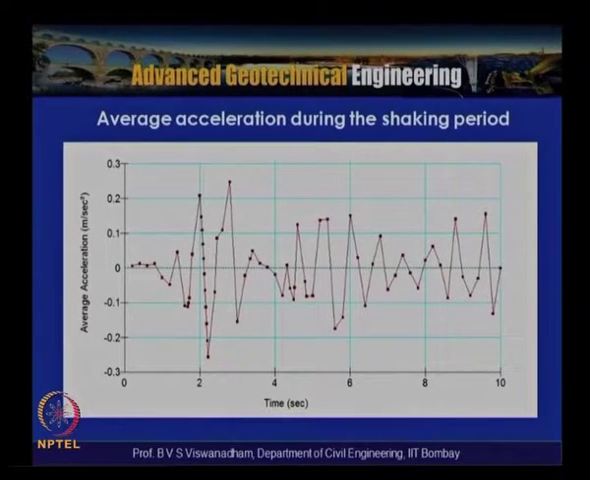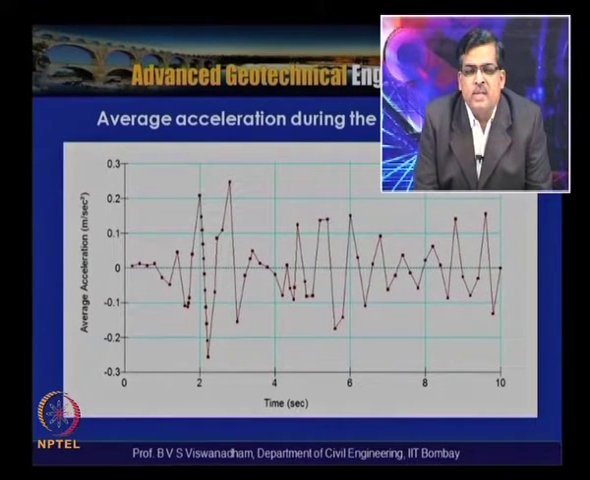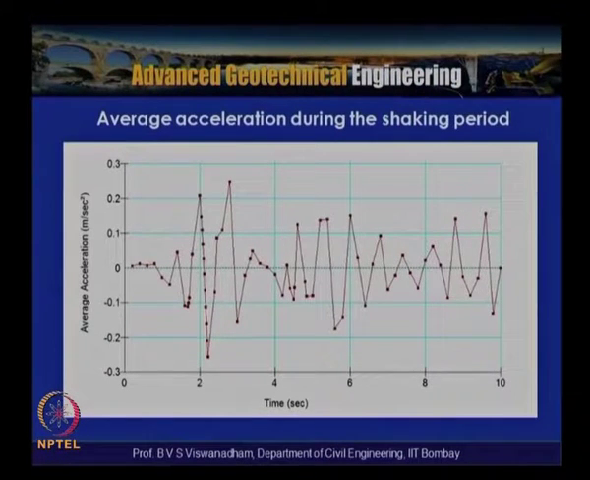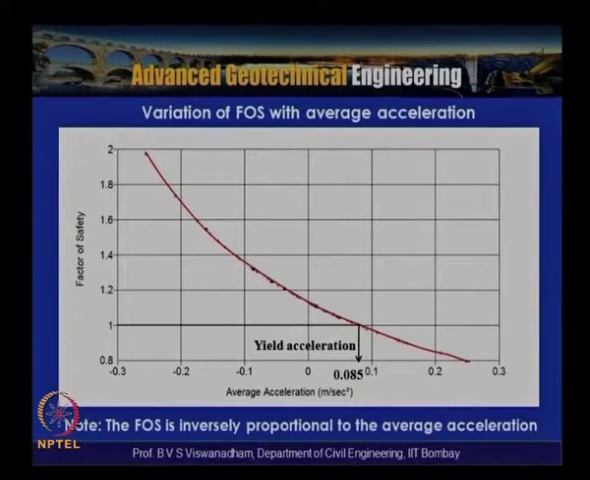And the average acceleration during the shaking period is plotted here. In this, the time in seconds is plotted on the x axis with the average acceleration. The accelerations are in the range of -2 meter per second square to +0.2 meter per second square, and this is shown during the shaking period. Next is the variation of the factor of safety with average acceleration.